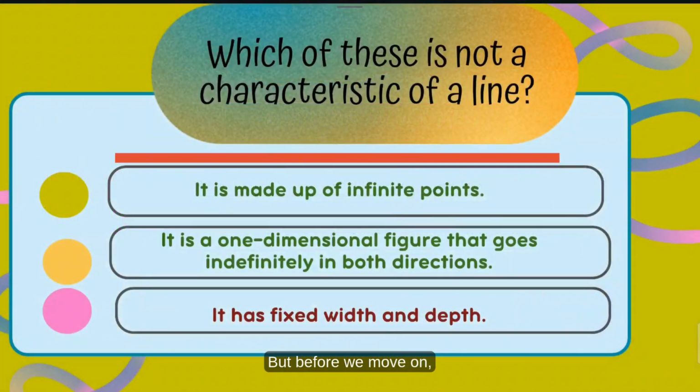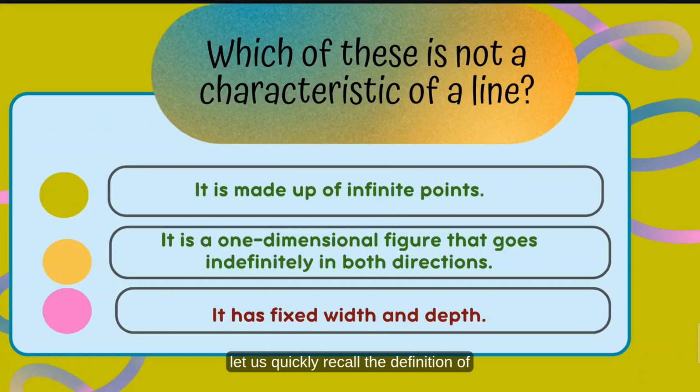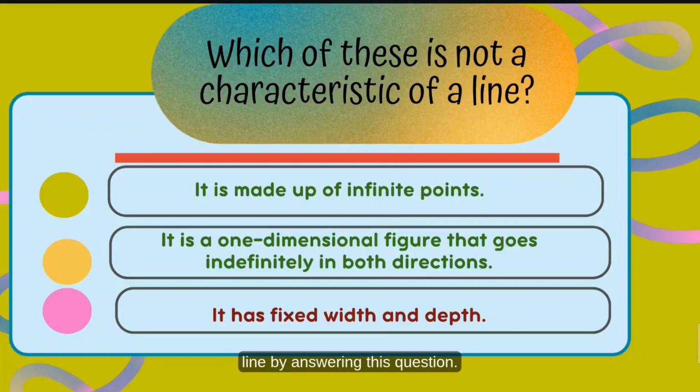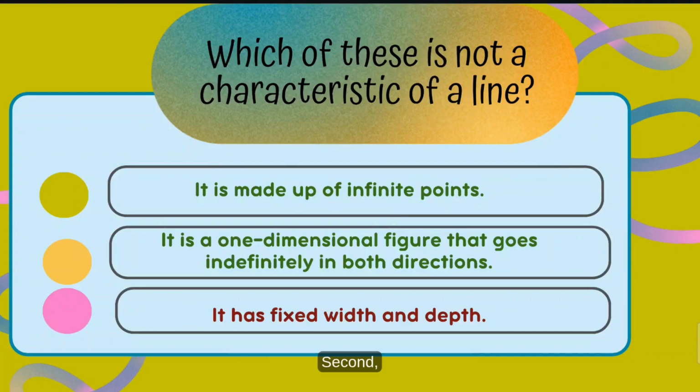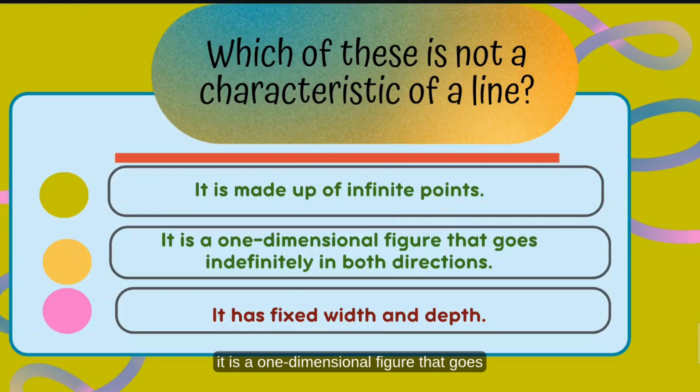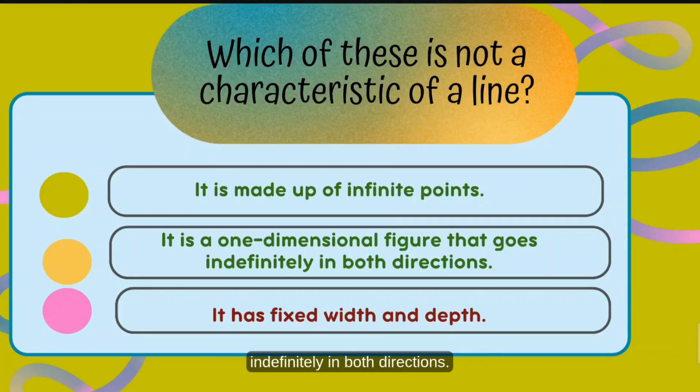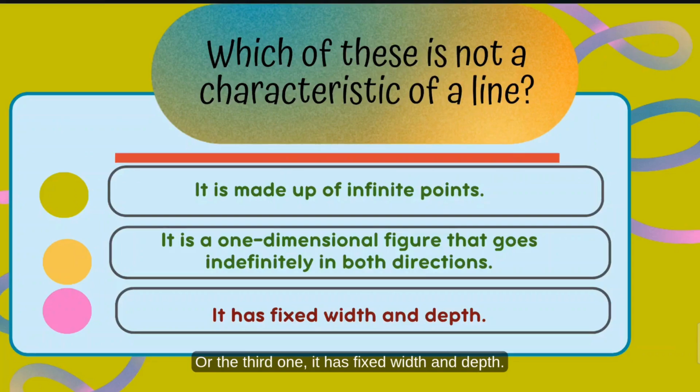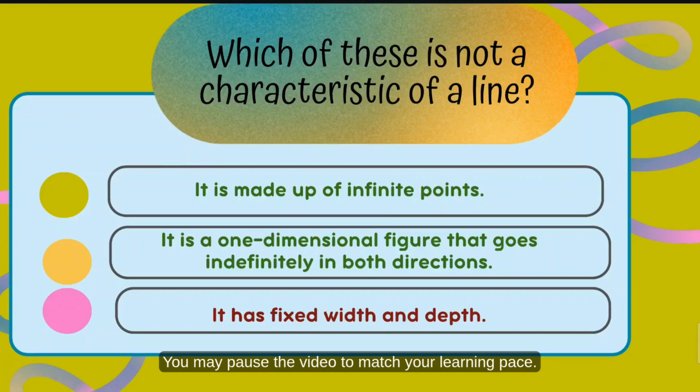But before we move on, let us quickly recall the definition of a line by answering this question. Which of these is not a characteristic of a line? First, it is made up of infinite points. Second, it is a one-dimensional figure that goes indefinitely in both directions. Or the third one, it has fixed width and depth. You may pause the video to match your learning pace.